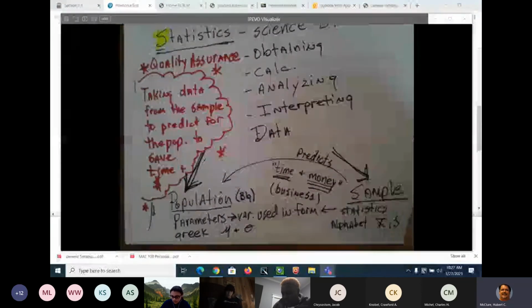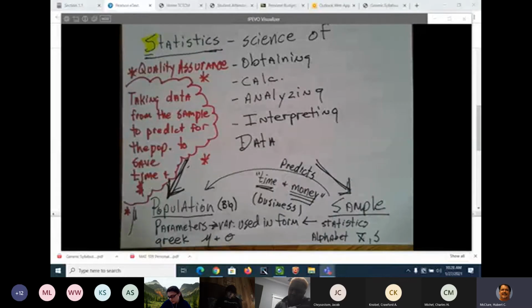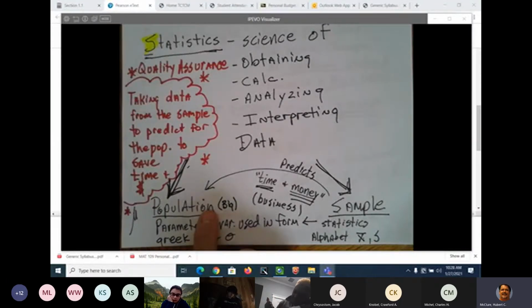Variables used in formulas, mathematical formulas for the population. Now, I did cut off for the population for a reason, so I'll get to that in just a minute. Variables used in formulas for the population usually are Greek letters. I'll give you two examples of Greek letters, mu and sigma. Now, sometimes mu is written like this, with the tail on the left.